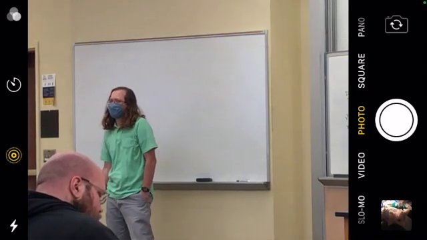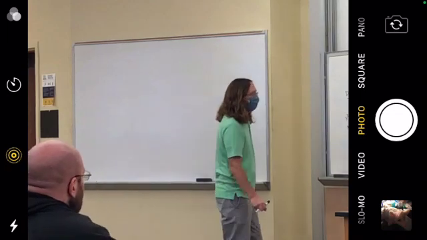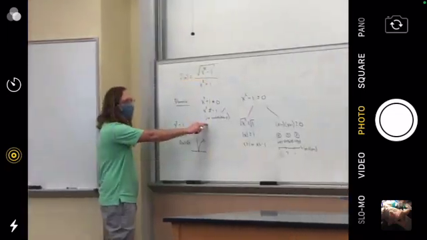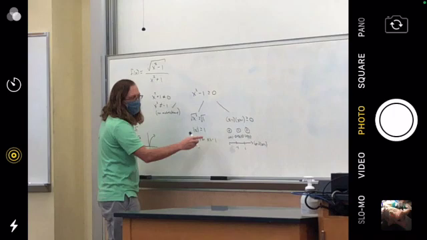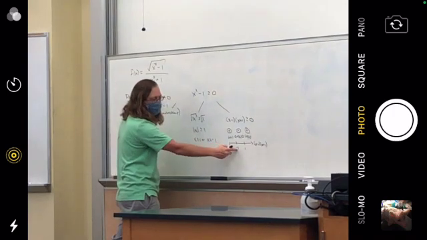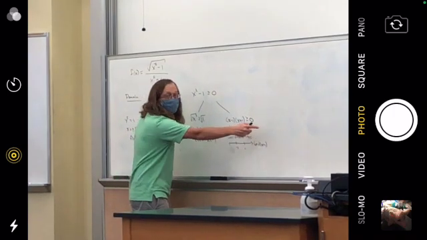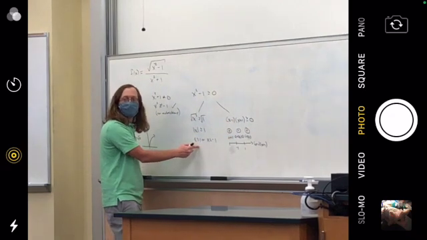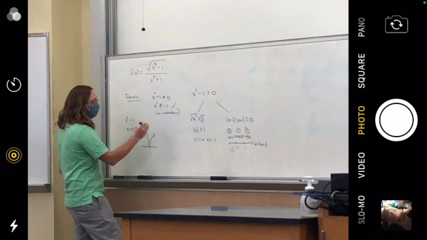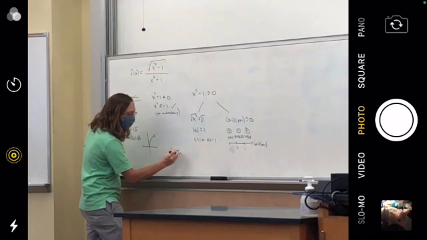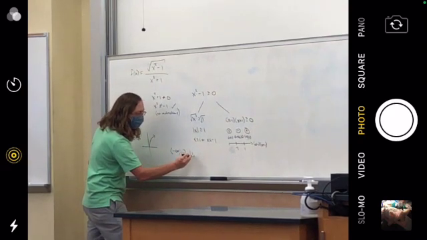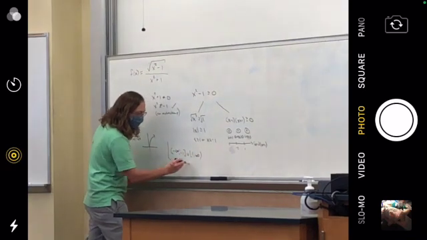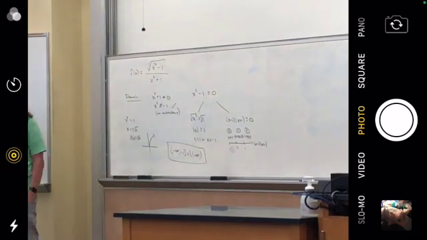What's my domain? I got no restrictions here. Over here, if I want to be greater than or equal to 0, I need to be over here or over there. X has to be less than negative 1 or bigger than 1. So all of this is to say my domain is negative infinity to negative 1, union 1 to infinity. There's really a lot of work just to say this is my domain.